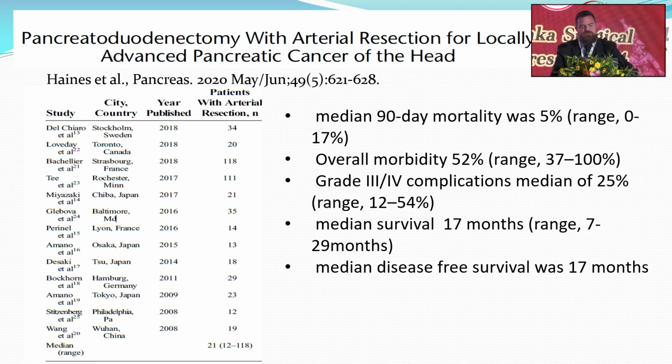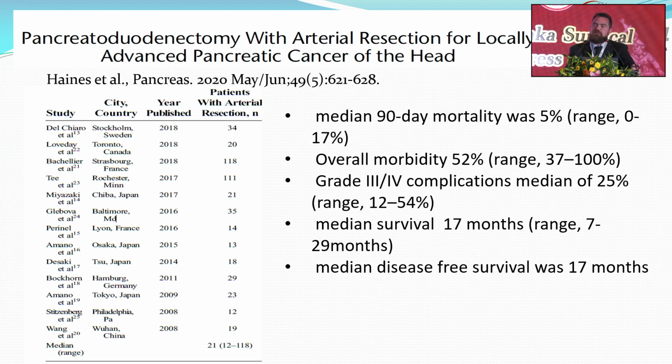We're coming down now to the arterial resection. So, a bit more risky operations. The review from Heinz et al. in 2020 gathered all the studies on right-sided tumors of the head and neck. And as you can see, there are not many cases. Only 2 studies had more than 100 patients.